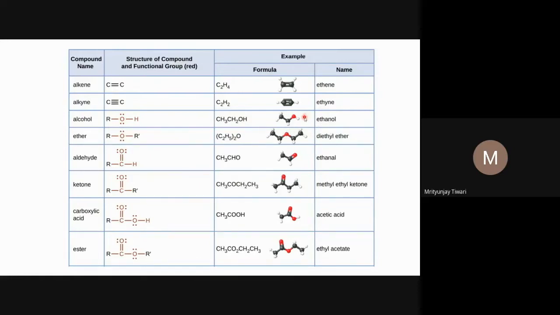And if the compound contains three carbon atoms and one OH group, suppose it is propane, CH3CH2CH3. Now one hydrogen of any of the CH3 groups we can replace with an OH group, and then this compound will be an alcohol. But whichever CH3 group we replace, you will not see any change. So they are not position isomers.